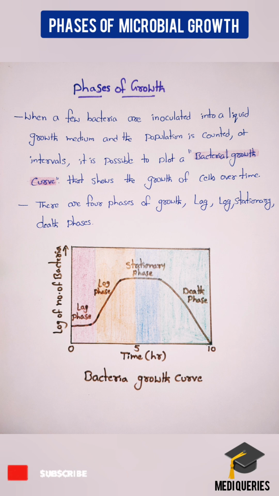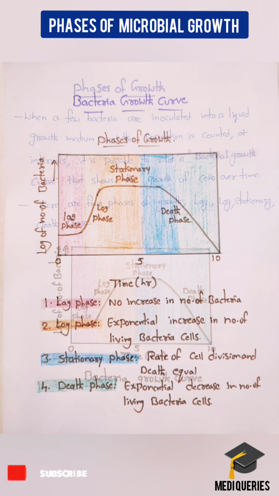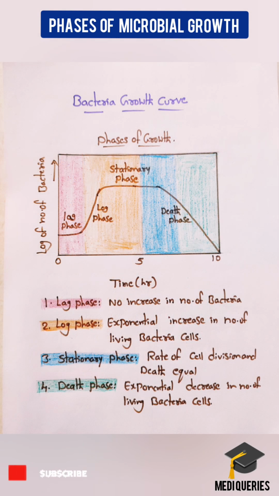So observe here. This is the bacterial growth curve, which mainly shows the various phases of microbial growth. Here time is taken on the x-axis. On the y-axis we will take the log of the number of bacteria. So we will get a pattern like this.